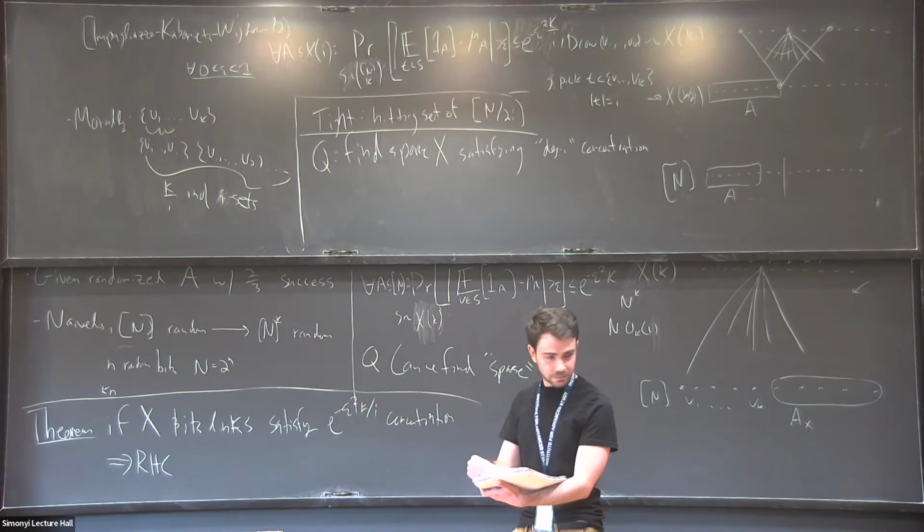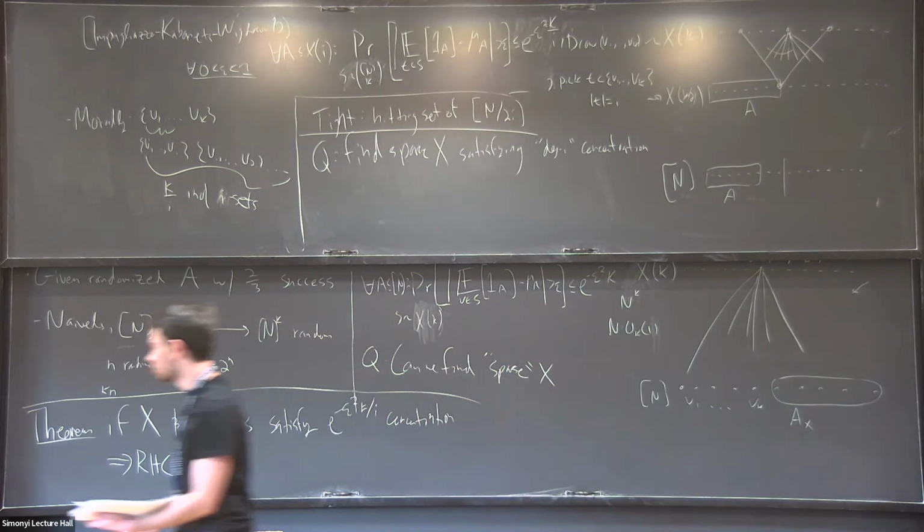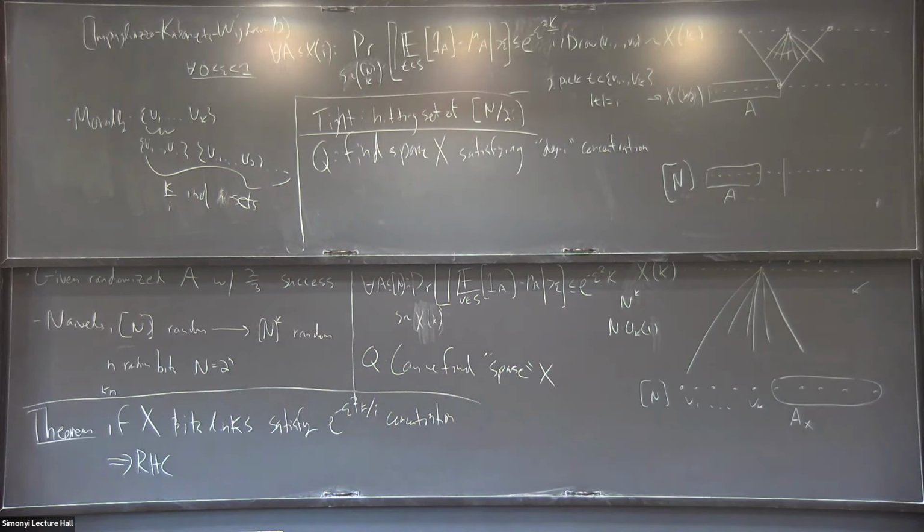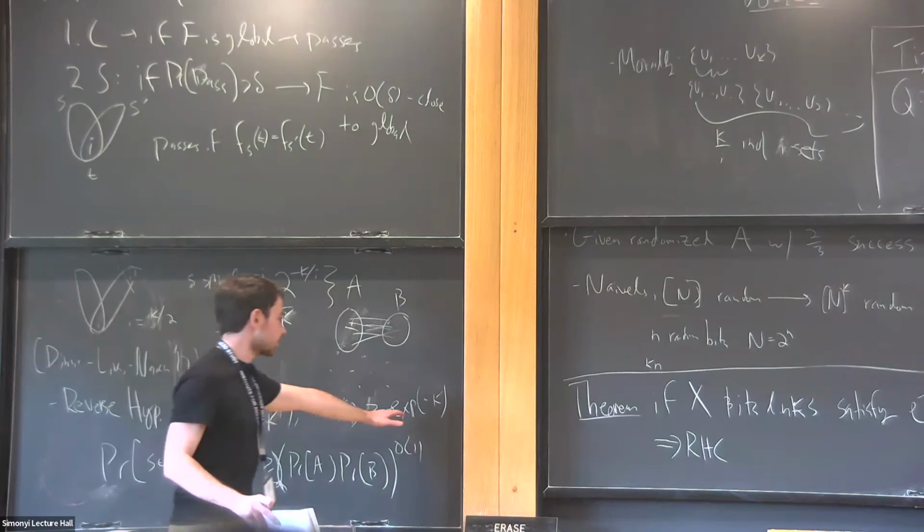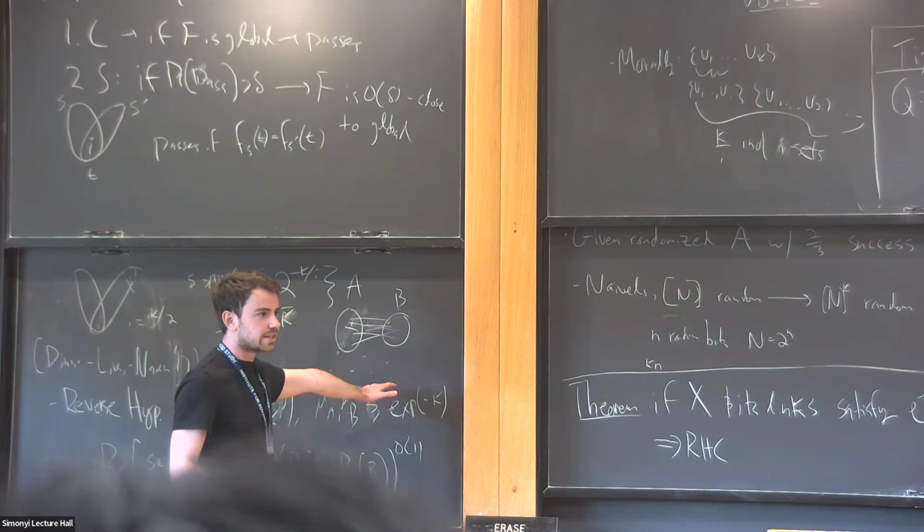Sorry, what does it say, mu A mu B is at least? Oh, this is at least inverse exponential. The densities are at least 2 to the minus k.